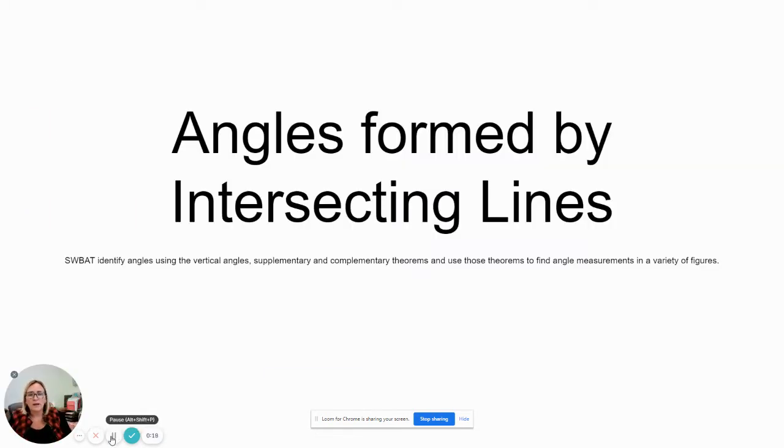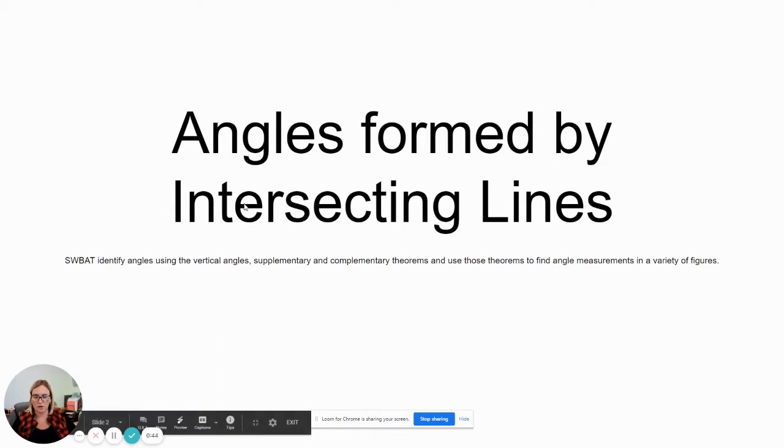All right, so we are now going to be talking about angles, and specifically angles that are formed by lines that are being intersected, okay? So the main vocab you're going to learn today is vertical angles, supplementary angles, and complementary angles. And we're going to talk about how to use theorems and rules to find the different angles that you're going to be working with.